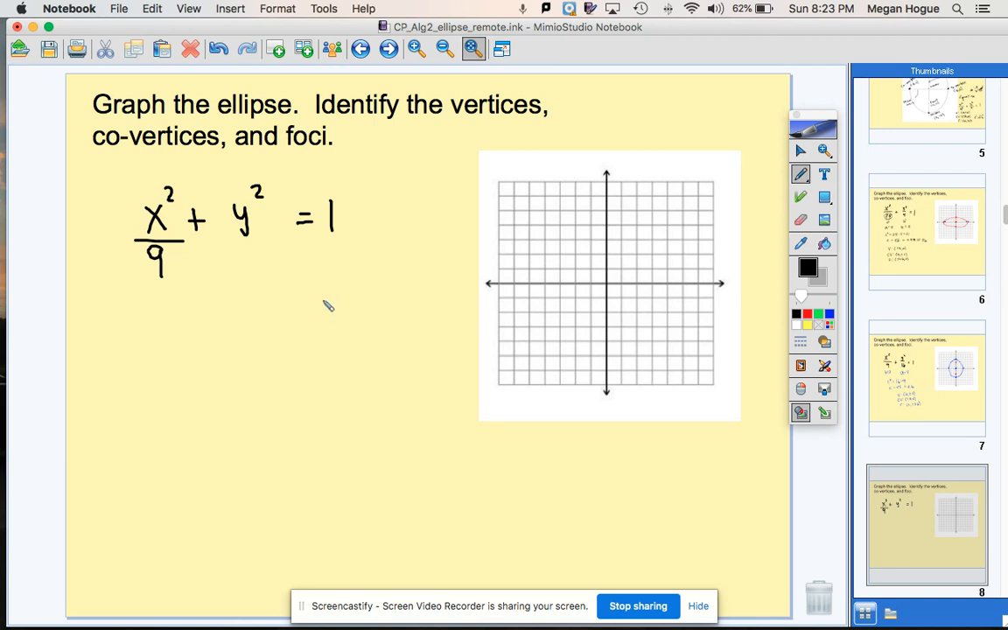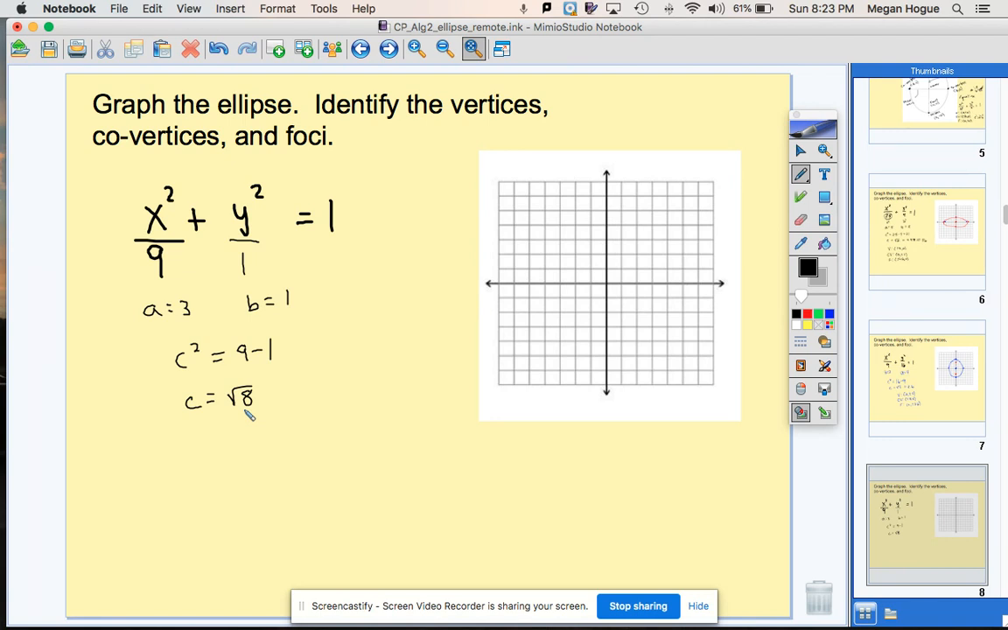So hopefully you tried that and you're back. This is equal to 1. Think about what's under here. There's a 1 under there. This is a bigger number, so it's going to be a horizontal. My a is going to be 3. My b is going to be 1. So c squared is 9 minus 1. So it's the square root of 8. Again, I'm giving you a little break here. You don't have to simplify that.